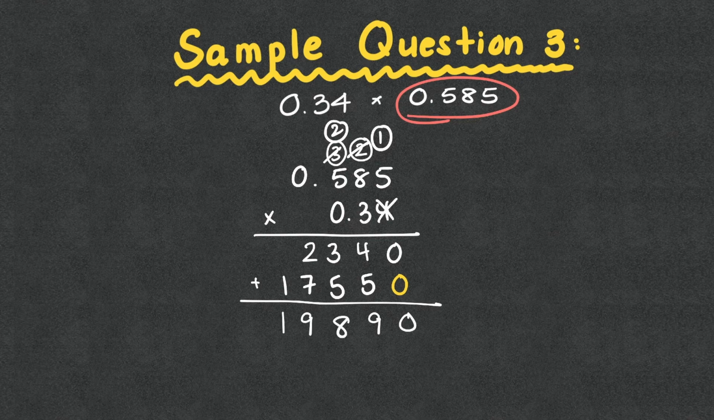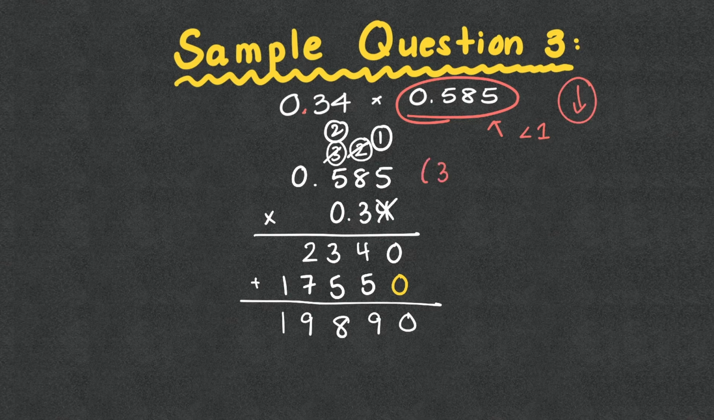All right, so now we do our thinking to see where does our decimal point go, and is our answer reasonable? Because 0 and 34 hundredths is being multiplied by 585 thousandths, which is less than 1 whole, we know our answer should be less than 34 hundredths.